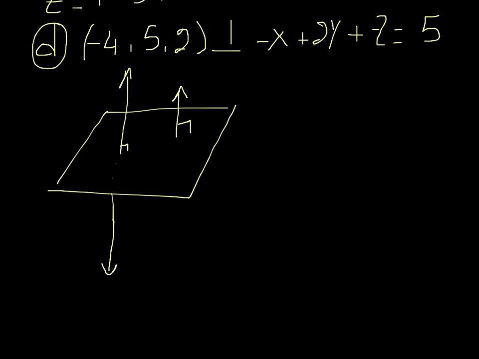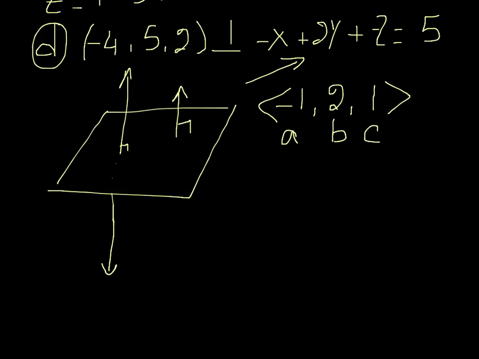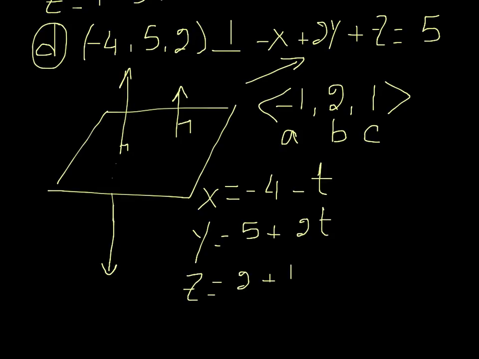Another vector that could be used is this vector here, negative 1, 2, 1. This vector, we know it's perpendicular to this plane. However, it's parallel to the line. So we're going to use this vector to write the equation of the line. X equals negative 4 minus t, and y equals 5 plus 2t, and z is equal to 2 plus 1t.